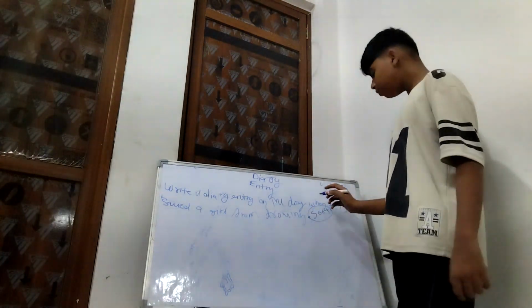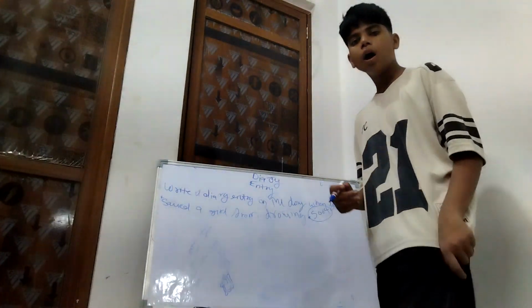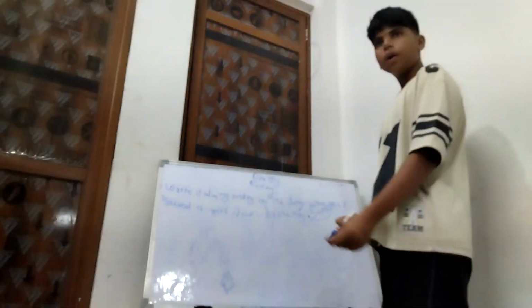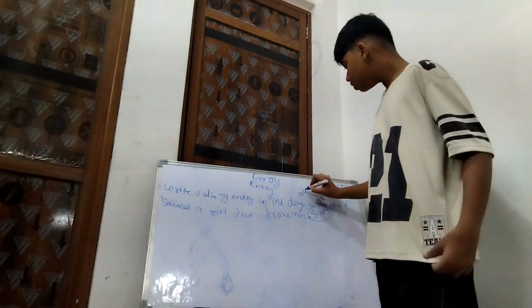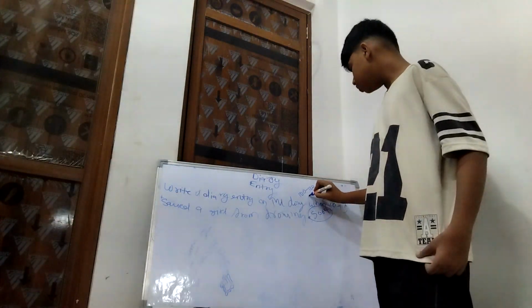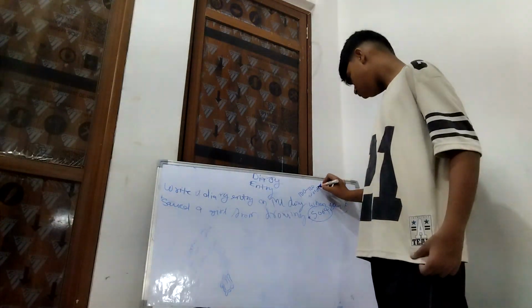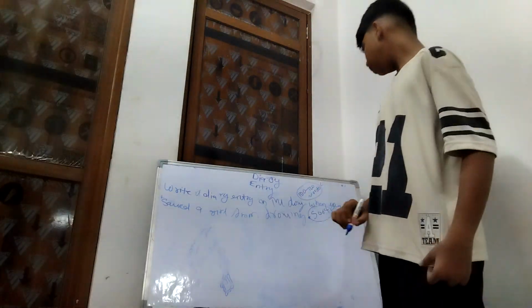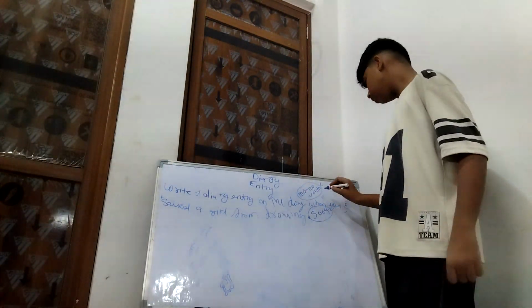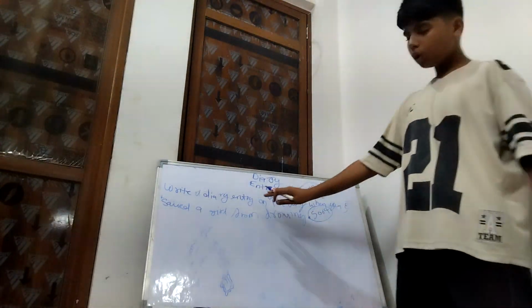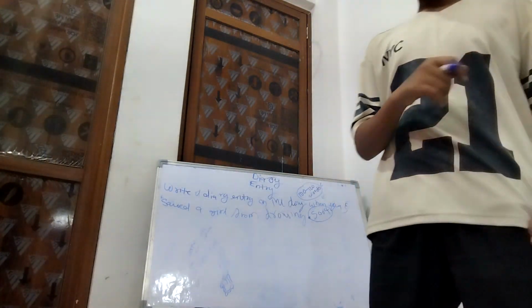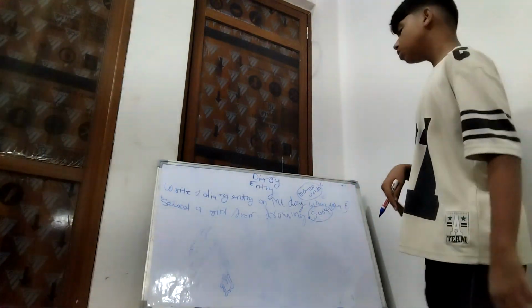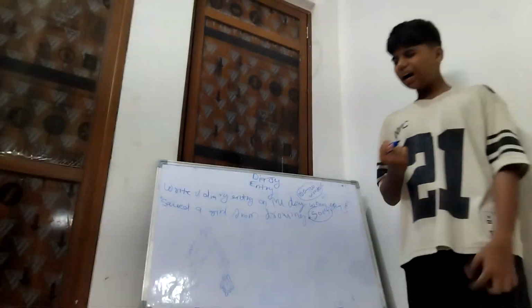According to the board pattern, you have to write 100 to 120 words on this diary entry. It should be given in 2 or 3 lines, and you have to make it about 10 or 12 lines. So what would you do?